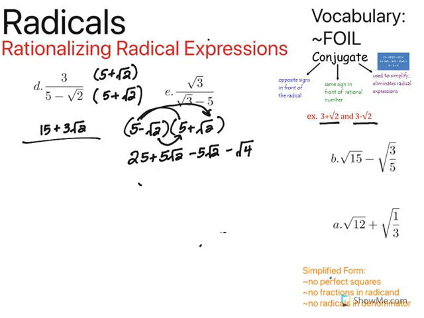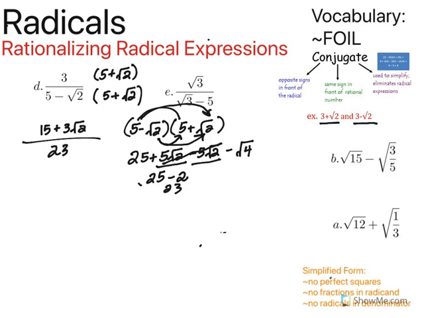And so here, we're going to simplify. The 5 square roots of 2 and the negative 5 square roots of 2 cancel each other out. We have 25 minus the square root of 4, which happens to be 2, and that would be 23. So in the denominator, we now have 23. And this would be our simplified expression.